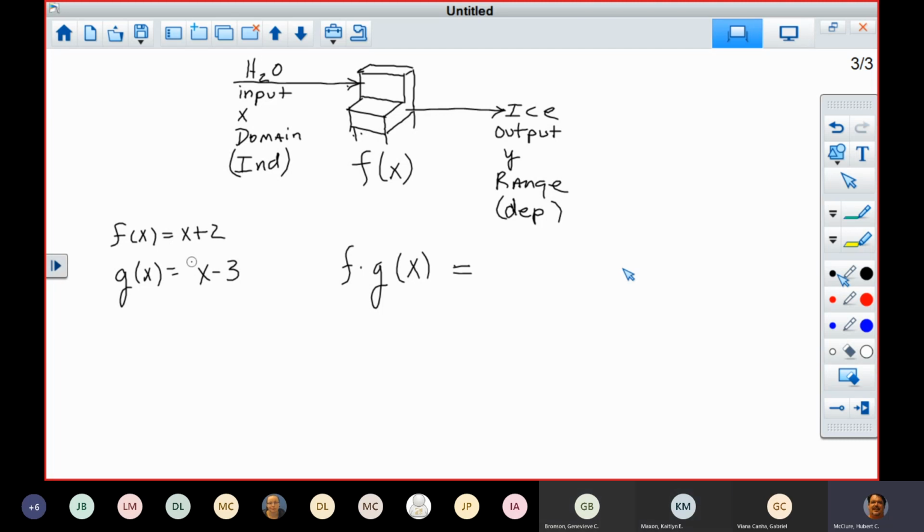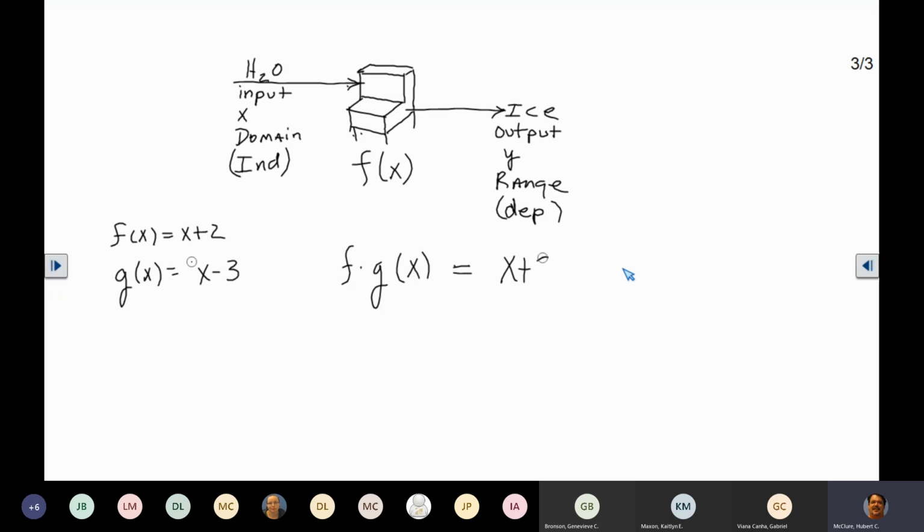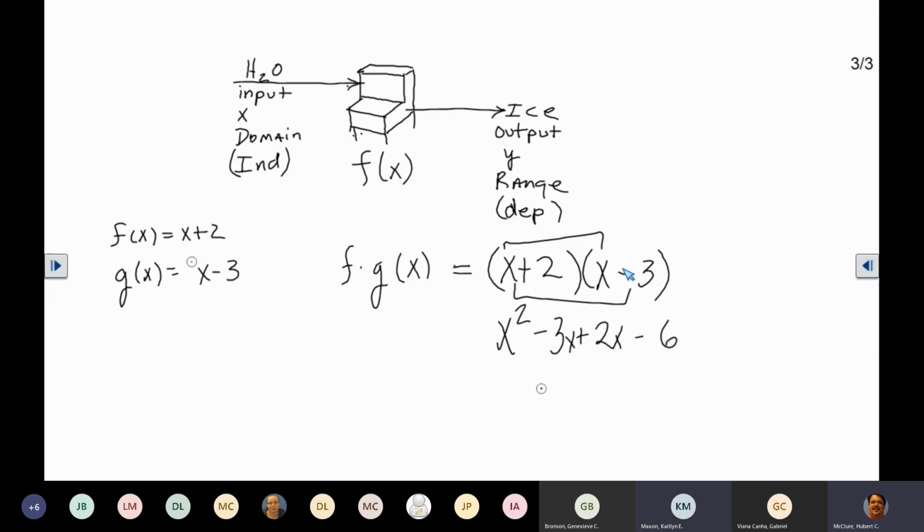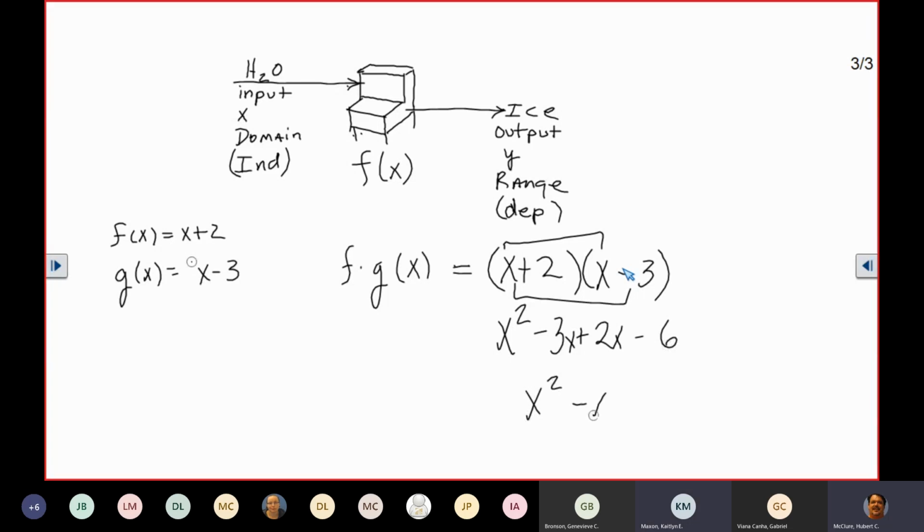Oh my God. All right, x plus 2. Sweet home Alabama. X minus 3. X times x squared. X times negative 3, plus 2x, and negative 6. And you get x squared minus x minus 6. Again, you've been doing it since you started algebra. Okay?